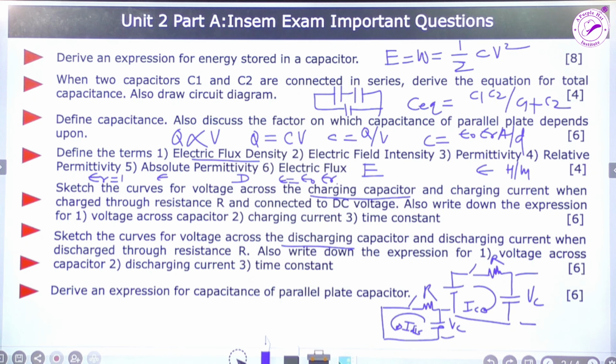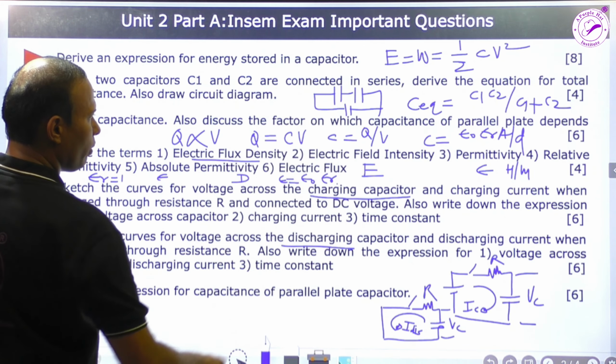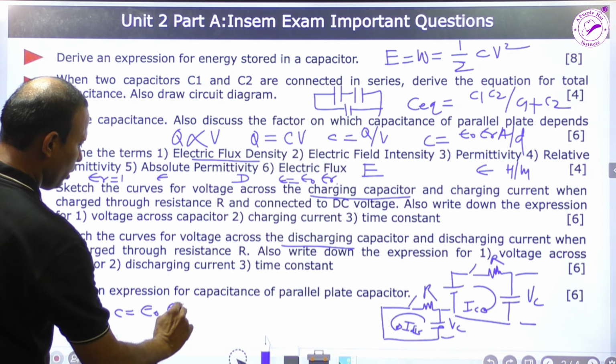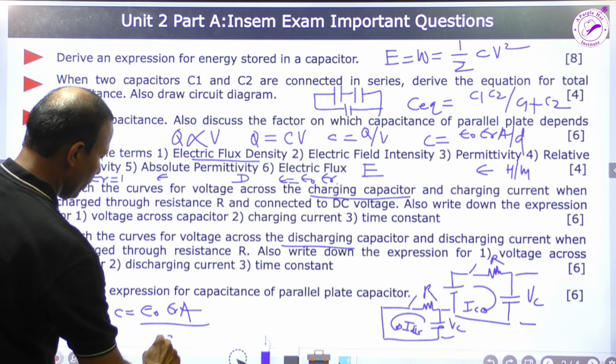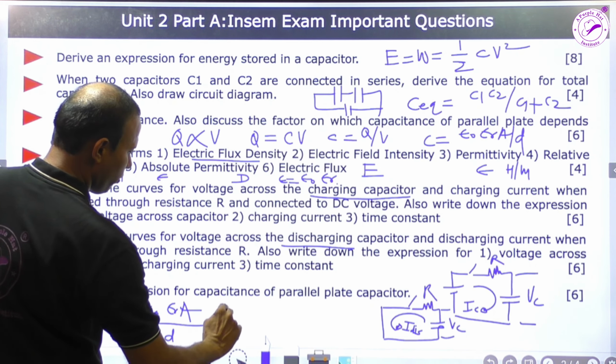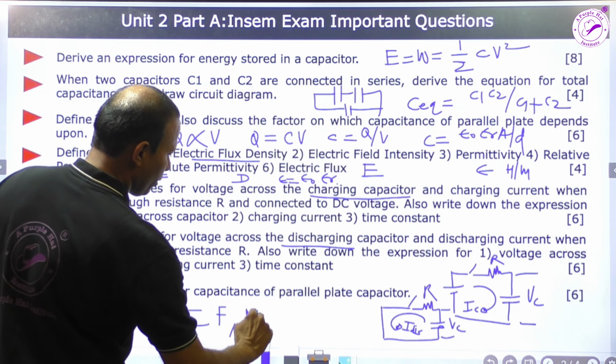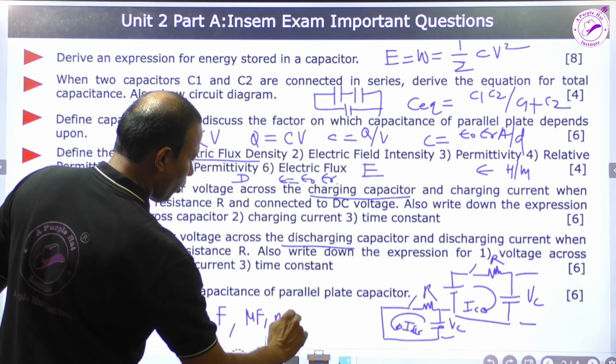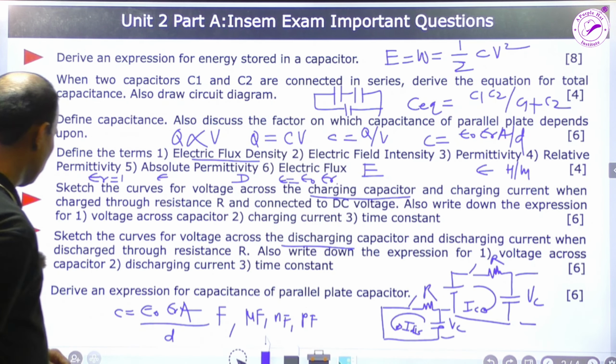So we should express the value of voltage across the capacitor, charging current, and discharging current. Next, derive an expression for capacitance of a parallel plate capacitor. Yes, we have already done that. So C is equal to epsilon 0 epsilon R area by distance between two plates, and this is in farad, sometimes microfarad, and then nanofarad or picofarad. This will be the unit for the capacitance.